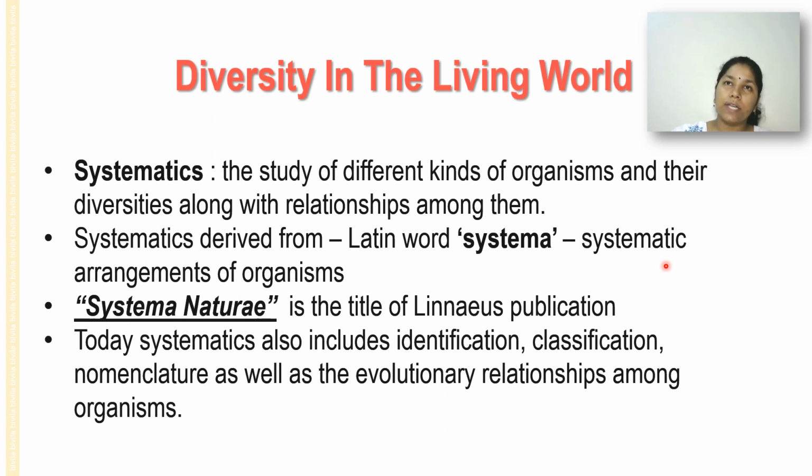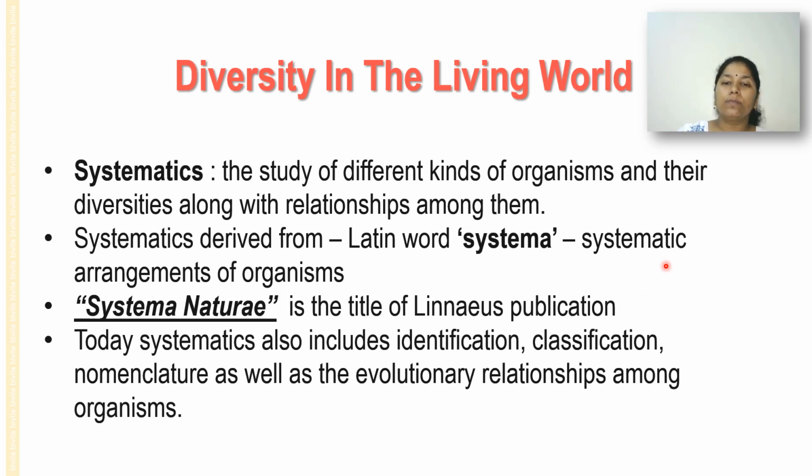To make the study easier, we classify organisms into different categories based on their easily observable characteristics, right? That is called classification. The scientific name for these categories is known as taxa. The process of classifying living organisms into different taxa based on their characteristics is known as taxonomy. The next word is systematics. What is systematics? It is the study of different kinds of organisms and their diversity, together with the relationships among them.